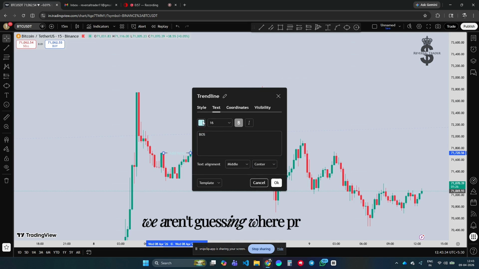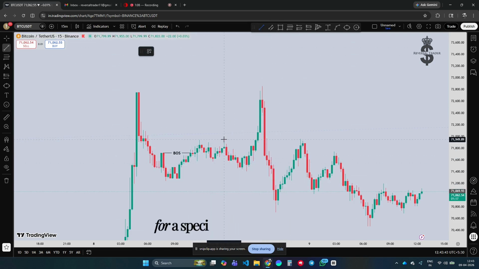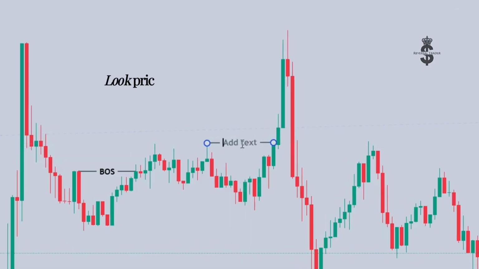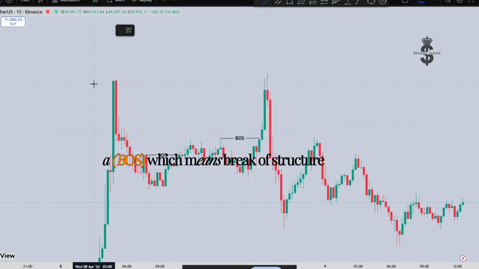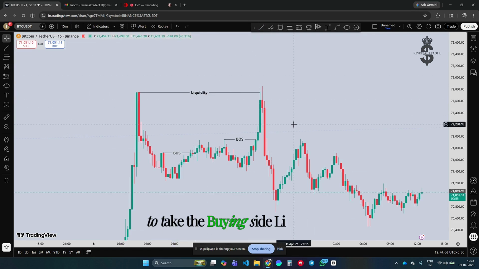We aren't guessing where price goes. We're waiting for it to hit our key levels and looking for a specific reversal pattern. Look, price has created a BOS, which means break of structure. And now wait for the price to take the buying side liquidity.